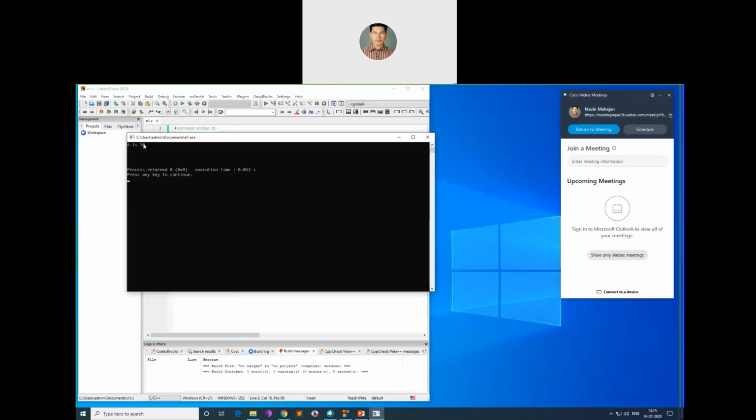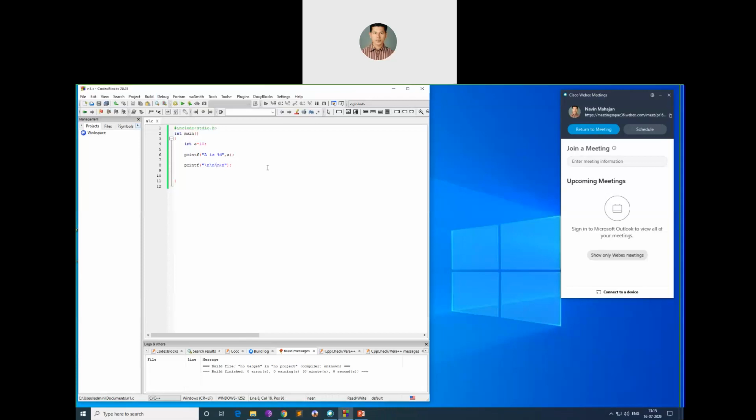The answer is 10. Now, how to see whether my computer or my C compiler takes integer as 2 bytes or 4 bytes? Does anybody know? If you know it, answer it. Using sizeof. Correct. We have a function which is called sizeof. With sizeof I can know the size of a variable. What I will do here, I say sizeof a.